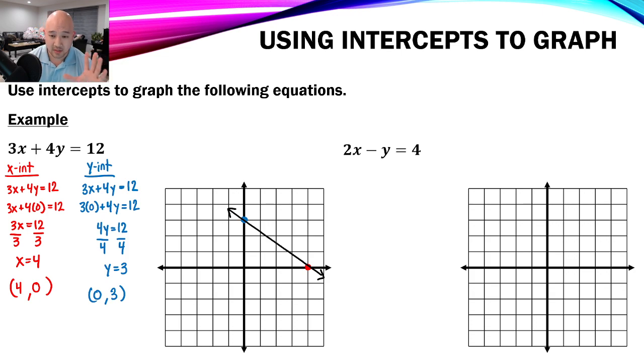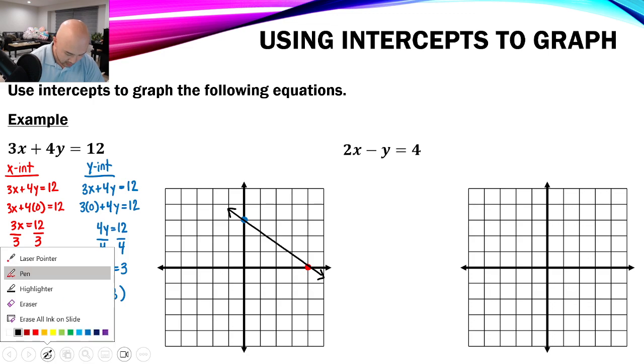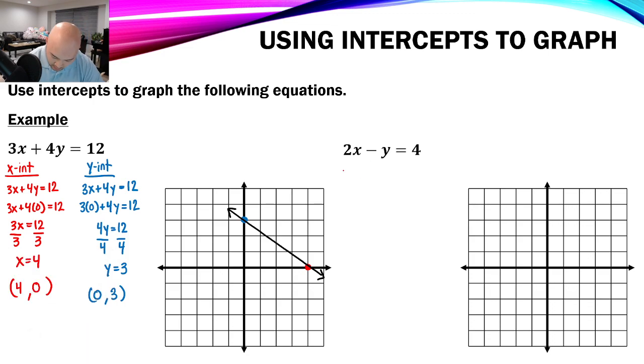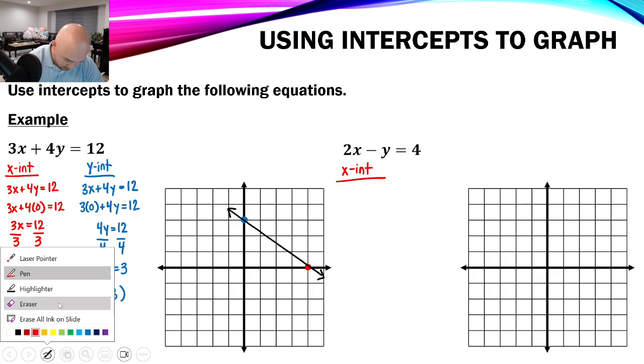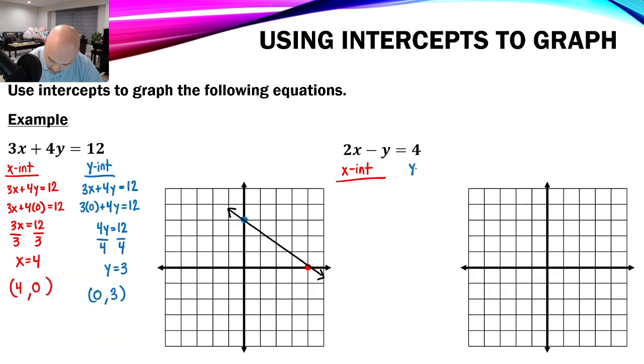To graph this linear equation in standard form, we need 2 points, your x-intercept and your y-intercept, okay? So I'm going to write those down. We need to find our x-intercept, and we need to find our y-intercept. And remember, for x-intercepts, that is when our y value is 0, right? So here's 2x minus y is equal to 4. But if my y value is 0, it's now going to become 2x minus 0 is equal to 4.